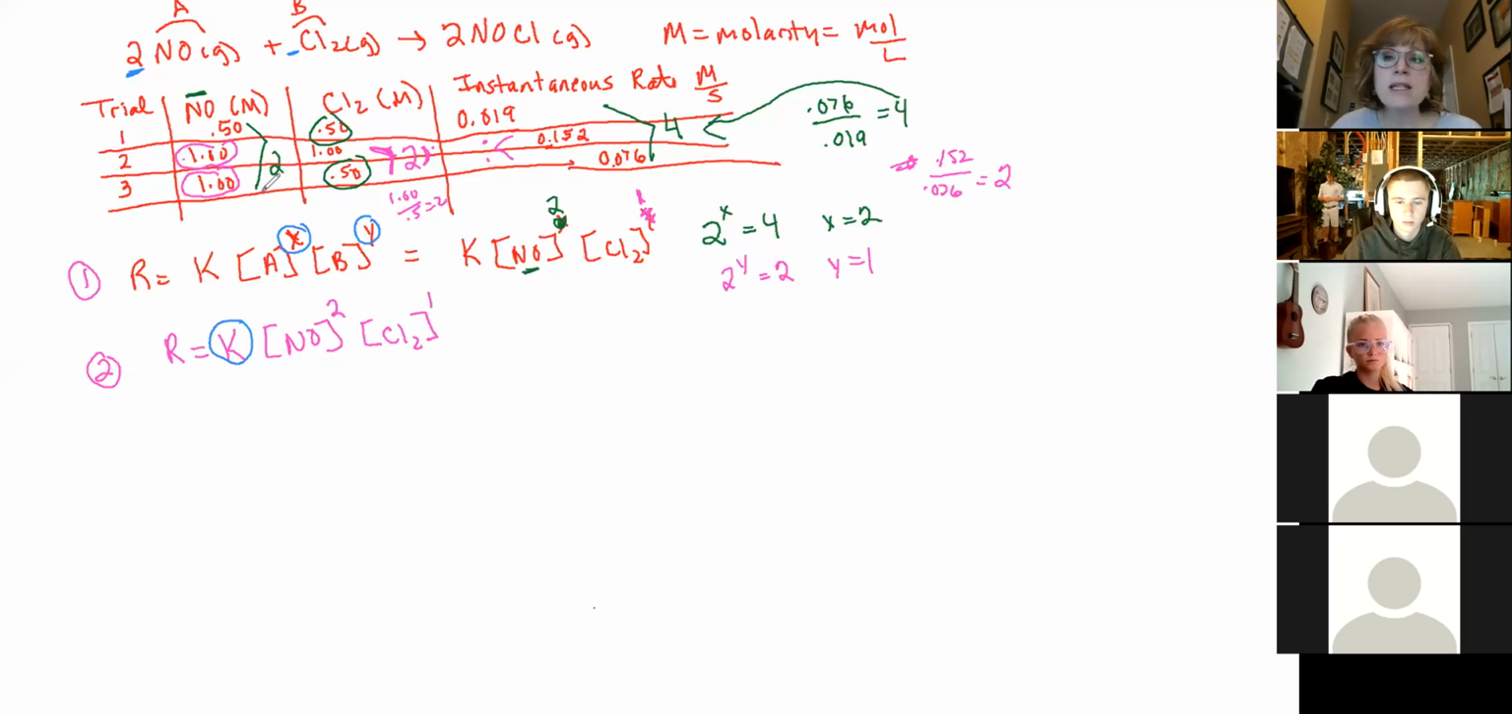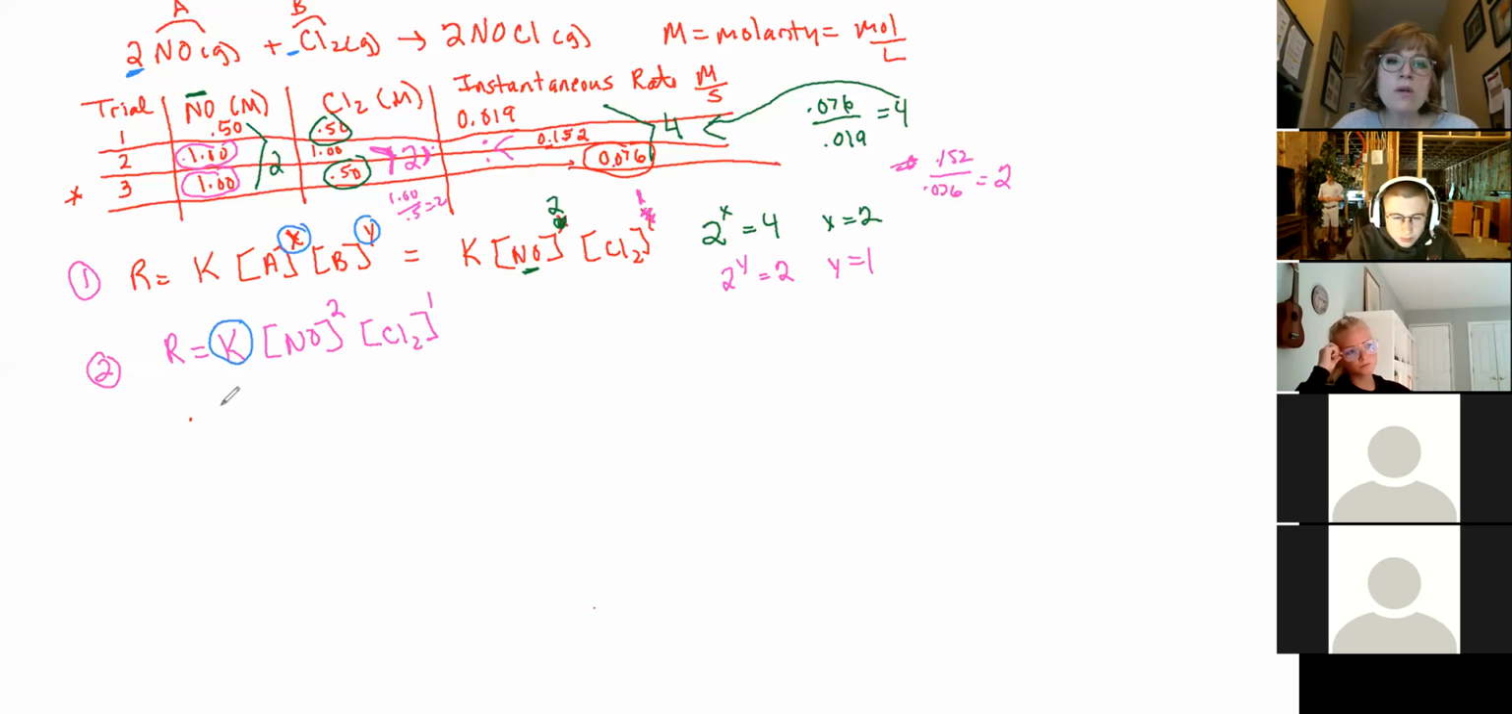And that's because when I copied this down, I mixed up the trials so that you could see that it's not just use trial 1 and 2 and then trial 2 and 3, but that you compare the trials to see one of them changes and the other one stays the same. All right, so this time I'm going to use trial 3. I'll put an asterisk beside it. And I'm going to fill in the concentrations into the formula. The R is this value here.